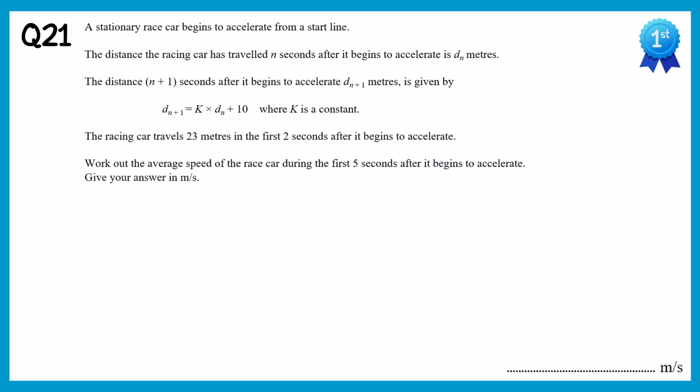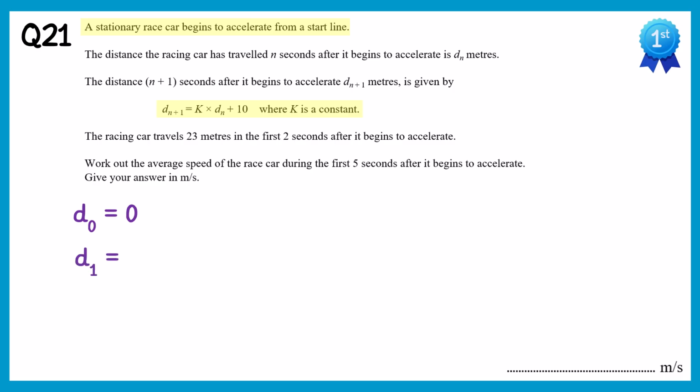In this question, we're given an iterative formula. This formula allows us to work out the distance that a race car has travelled depending on how far it had travelled 1 second earlier. We're told at the start of the question that the car begins stationary and then accelerates from a start line. So the value of d0 must be 0, since after 0 seconds the car hasn't travelled anywhere.